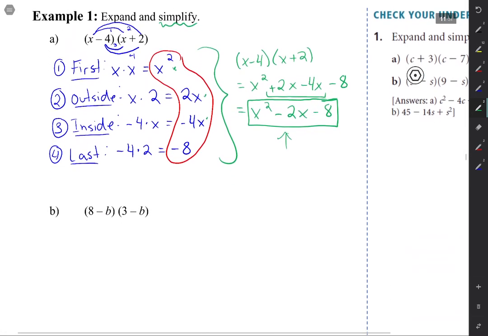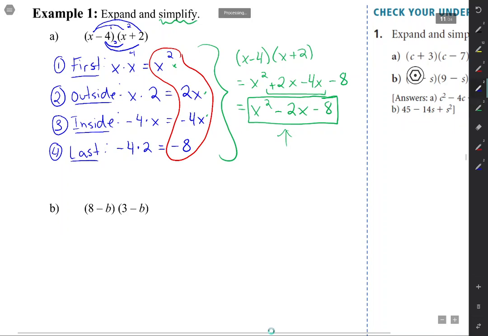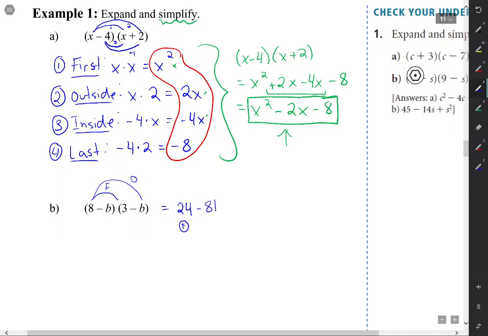So let's look at another one here. Let's start off with the F in FOIL. That would be the first terms in each. So 8 times 3, that gives us 24. So that's our F in FOIL. Then we're going to do the O, which is the outside terms, which is 8 times negative b. So that would leave us with negative 8b.